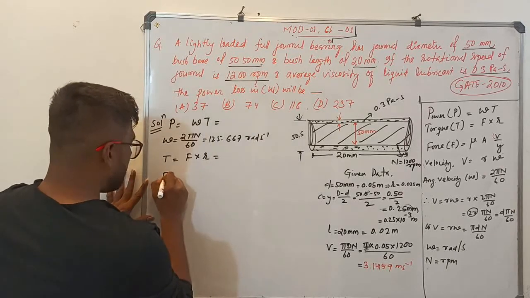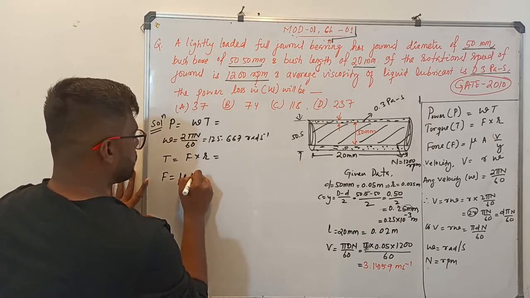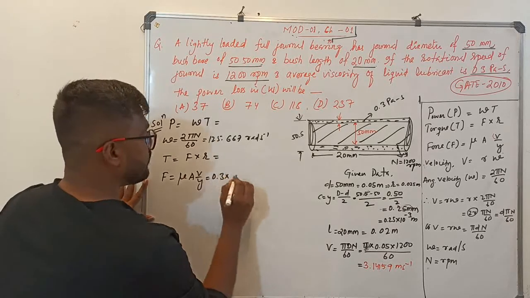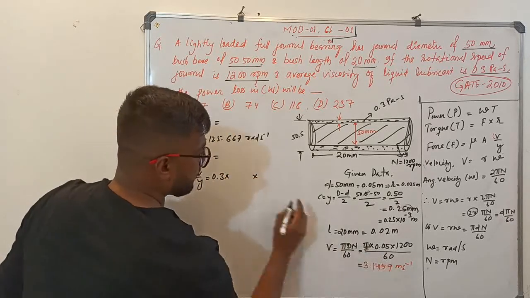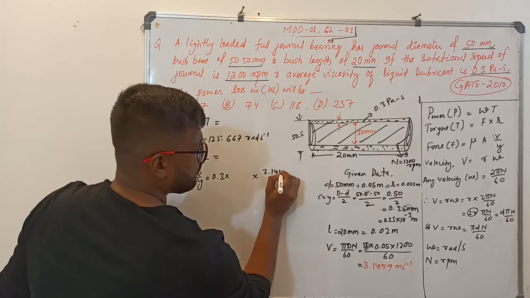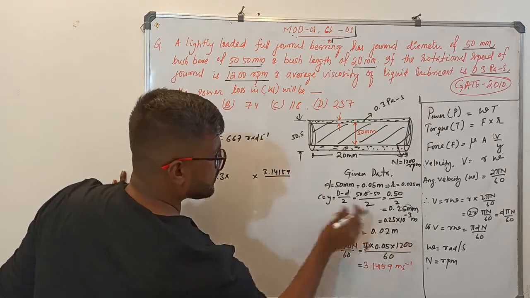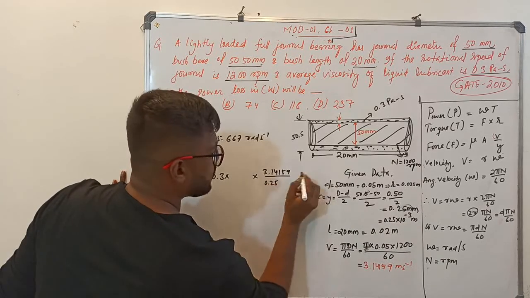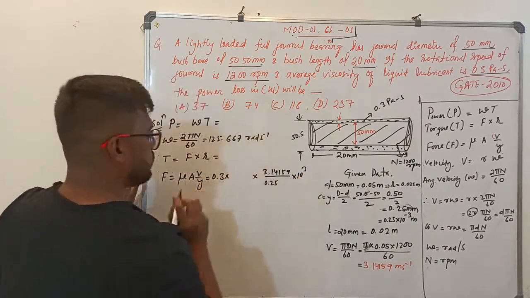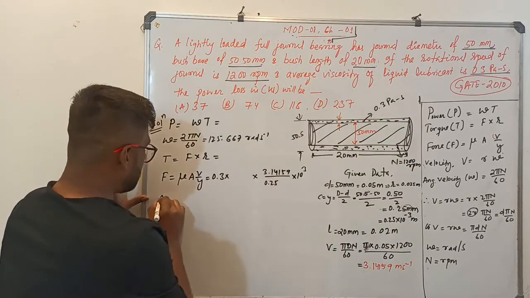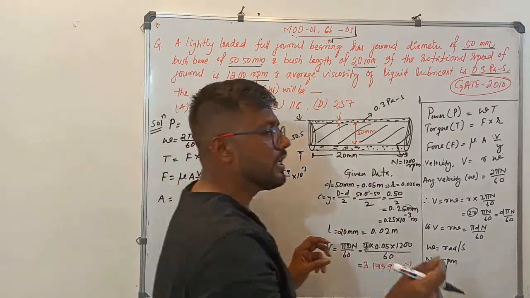Okay. So for calculating F, Newton's law of viscosity: F = mu A V by y. What is mu? 0.3. What is A? We don't know. What is V? 3.14159. Divided by what is y? y is this value, 0.25 into 10 to the power minus 3. So what we don't know here? A. Now calculate it. Sir, A formula, first, pi by 4 d square.